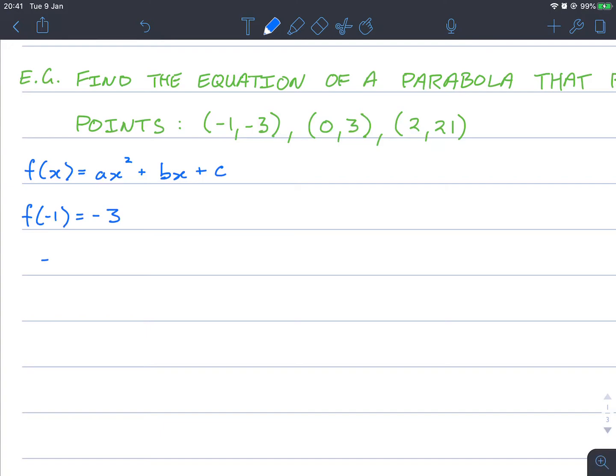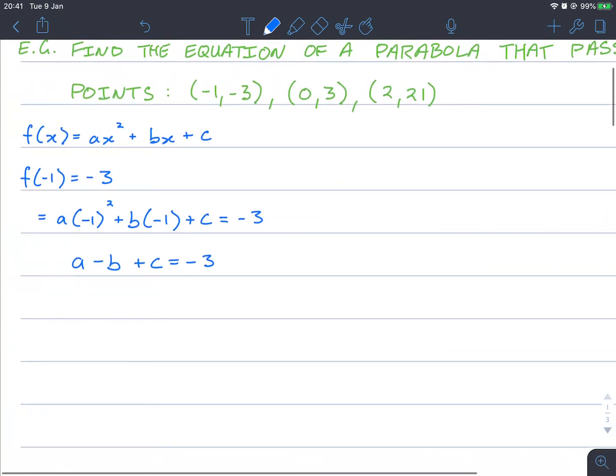If we did a times (-1) squared plus b times -1 plus c, this should equal -3. Let's evaluate: (-1) squared is just 1, so we get a. B times -1 is -b, plus c equals -3. So we're not quite done yet.